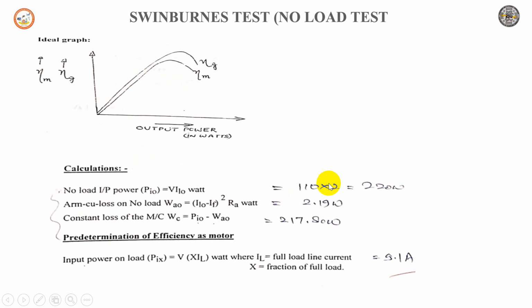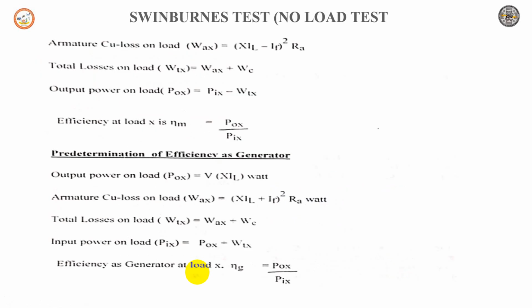The no load input is given as V into I0, and this constitutes the constant losses. So when we conduct the no load test, we determine the constant losses. Using those constant losses, we calculate the efficiency as a motor and generator. The equations go like this, which I've already discussed.